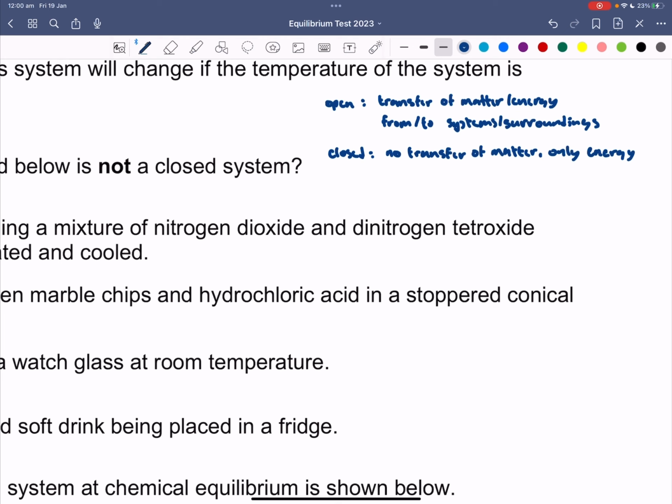Now, there is one in physics that we deal with. There's an open system, there's a closed system, and then there is an isolated system. The whole purpose of an isolated system is no transfer of matter or energy. No transfer of matter and energy. Okay, not just or, and energy. So those are the three systems.